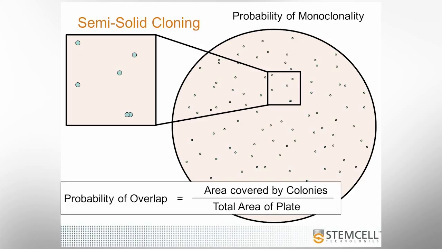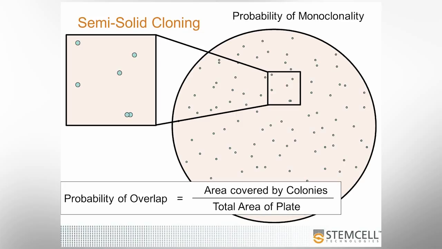So I know I've been talking about a three-dimensional growth environment when it comes to semi-solid cloning, and suddenly I'm talking about area. But that is because when you're doing the picking, whether you're doing it manually or robotically, you're picking the colonies from above. So if they superimpose on the area of the plate, even if they're not physically touching in space, it's still going to be difficult to isolate those cultures independently. Therefore, we can talk about area when estimating the probability of monoclonality.